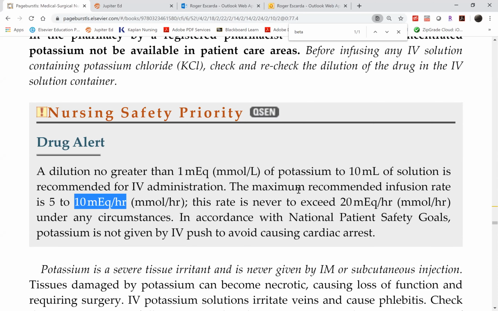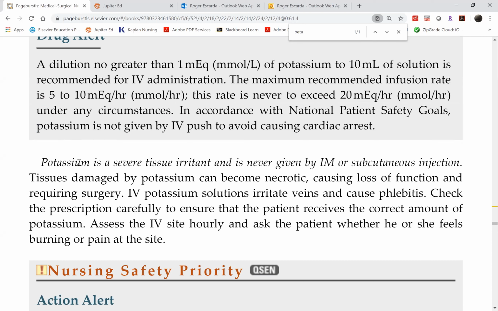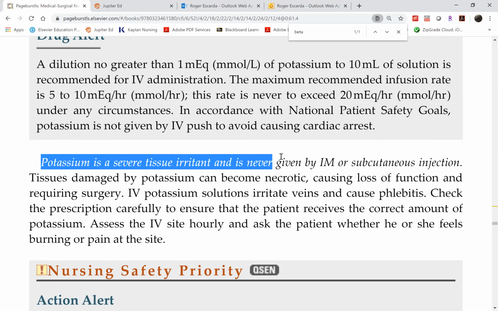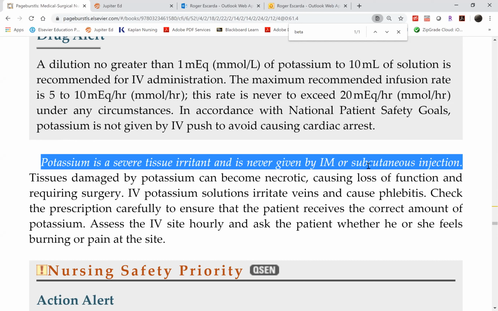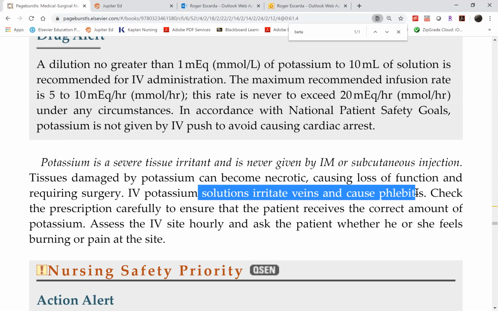Okay, this right here, potassium is a very irritating solution. So never give it IM or sub-Q. Plus, even if you give it IV, it still irritates the veins and causes phlebitis. So most patients will shout, yell at you to stop the infusion or at least slow it down, because it can burn the veins. It's very caustic, very irritating. Even though we have potassium in our body, when it comes in an IV infusion, it is very irritating.